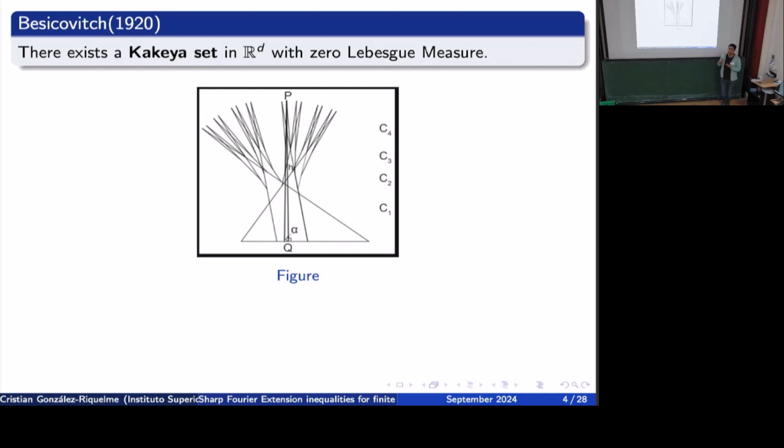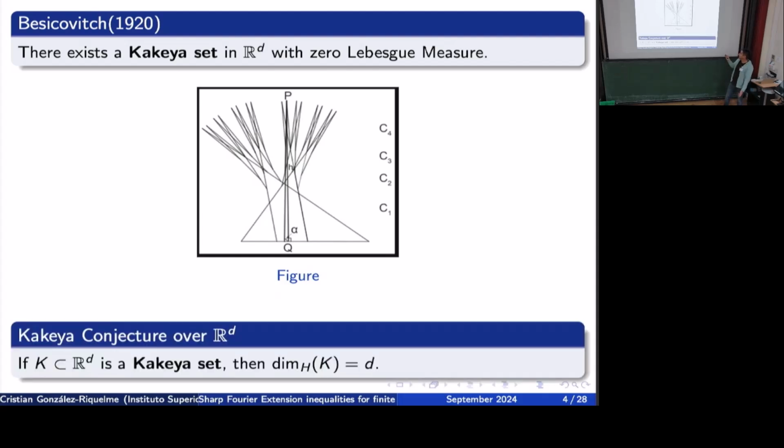Once we know that a set can have measure zero, the next step is to see other, more refined ways to know how big a set is. A natural way of thinking about it is to see if this set has full Hausdorff dimension. The examples that I presented, and all the examples that are known, have full Hausdorff dimension. That motivates people to write down this conjecture: any Kakeya set in R^d has Hausdorff dimension d. That is a very famous conjecture, and it has only been solved in dimension 2. Many people have worked a lot on trying to get this done in higher dimensions.